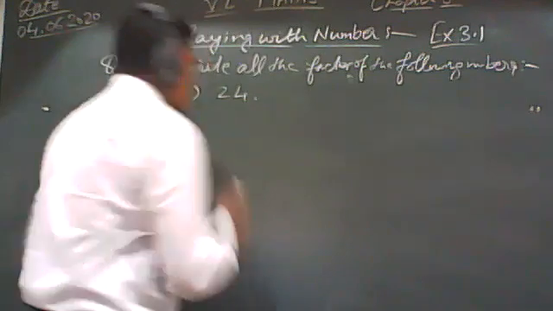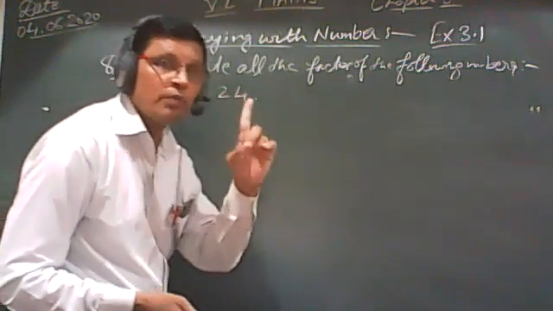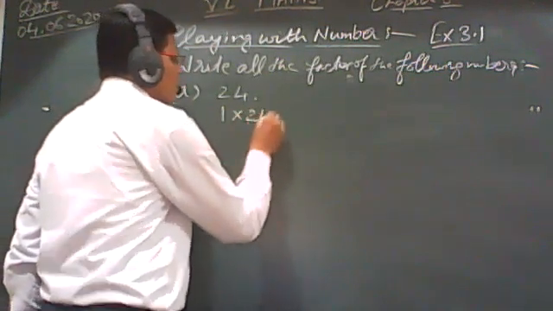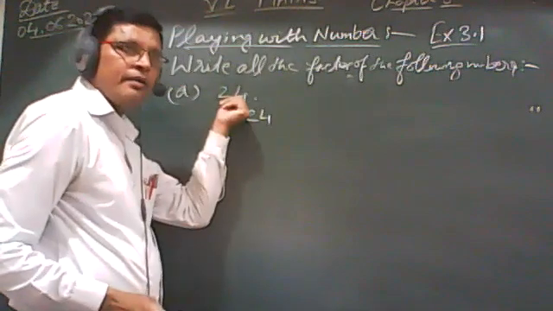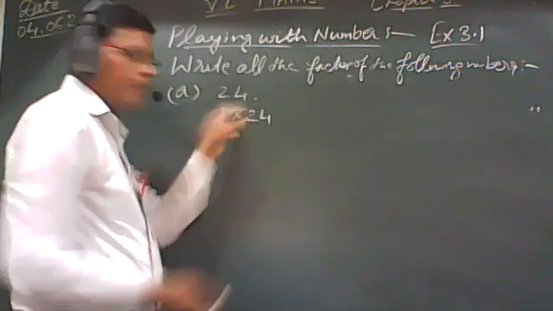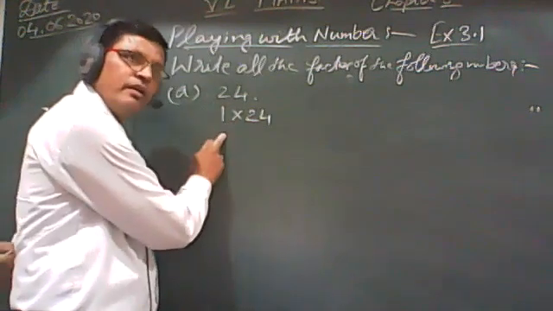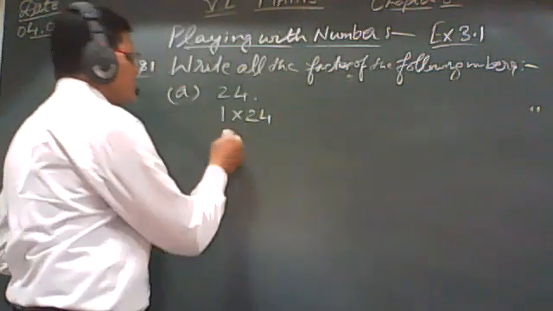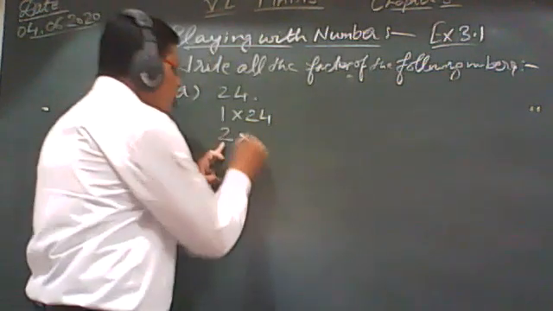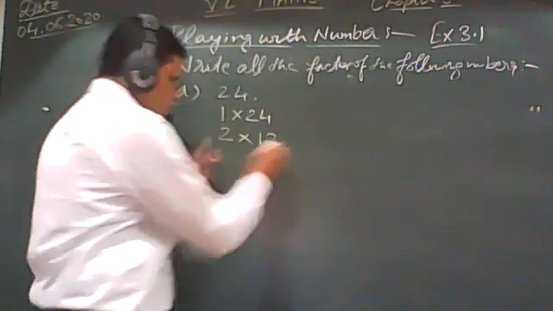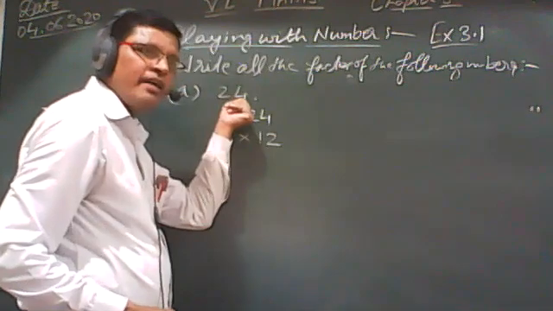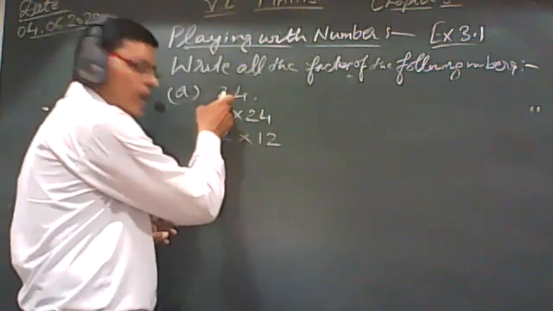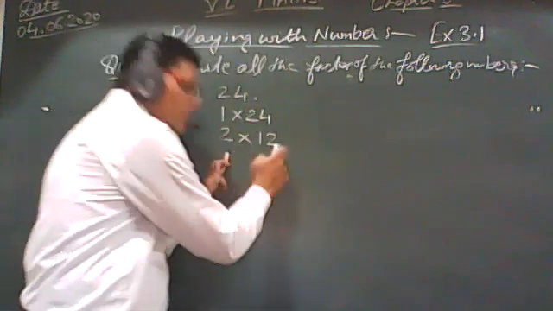I will start from the first natural number. First natural number, 1 into 24. 24 is exactly divisible by 1, and 24 is also exactly divisible by 24. Now, second, 2. If you divide by 2, it comes 12. 2 12s are 24. Okay? It is very easy. You find 2 into 12.